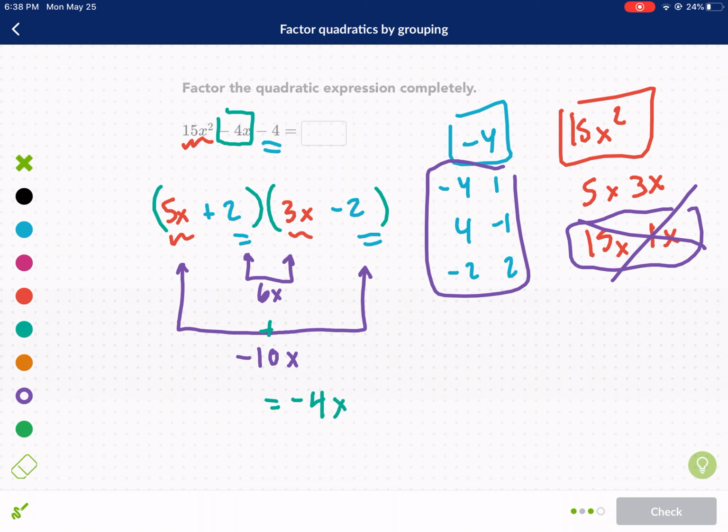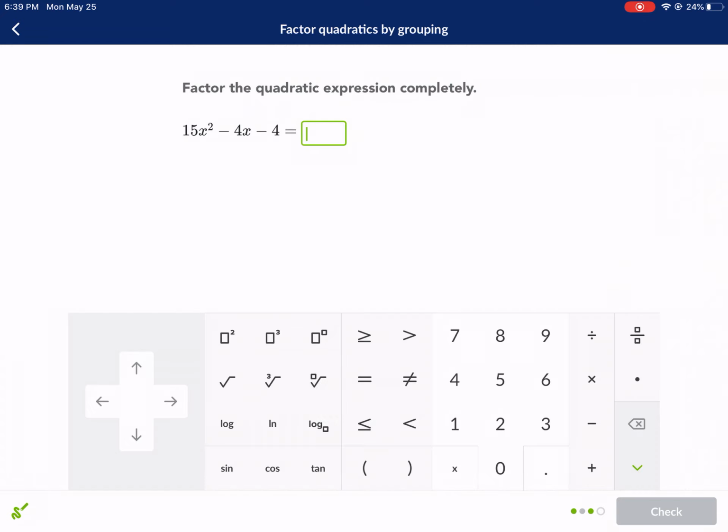So you can see it's kind of like a puzzle where we have different slots, and we know that these two pair together. We know the outside two pair together, and we play around with the numbers until they fit, until it creates the correct combination, per se, and we crack the code. So we have 5x plus 2 and 3x minus 2. 5x plus 2, and then 3x minus 2. And that's going to be our answer.